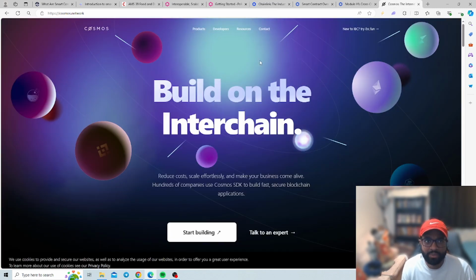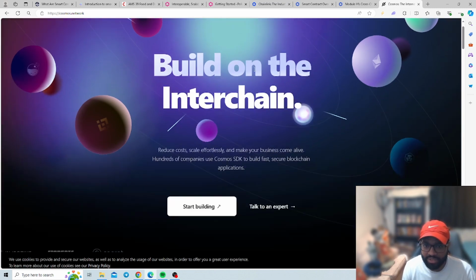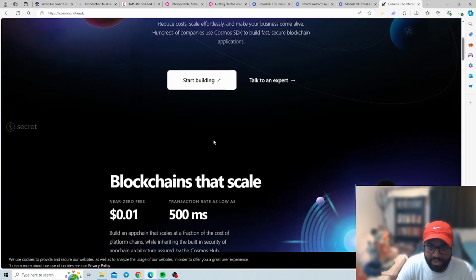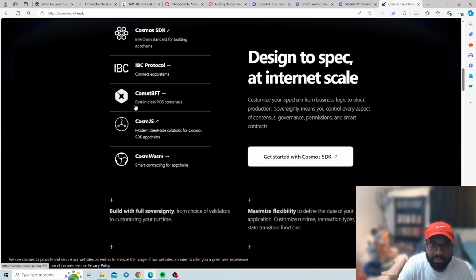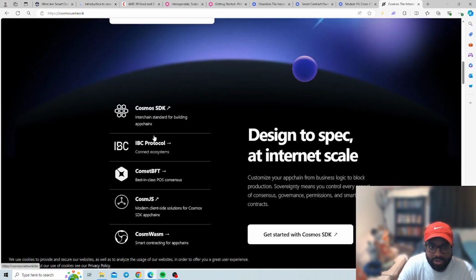And the last one I want to get to is Cosmos. Build on the interchain, reduce cost, scale effortlessly, and make your business come alive. Hundreds of companies use the Cosmos SDK to build fast, secure blockchain applications. So you can start building blockchains that scale. Build an app chain that scales at a fraction of the cost of platform chains while inheriting built-in security, served by the Cosmos Hub. So it has the IBC protocol, the interchain standard for building app chains, connecting ecosystems through IBC.